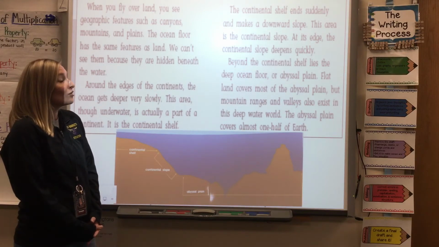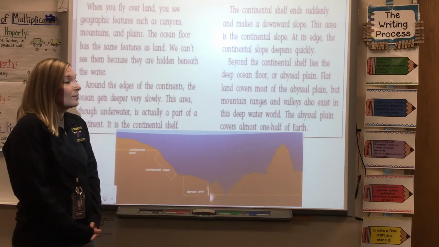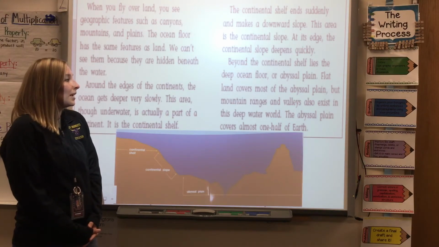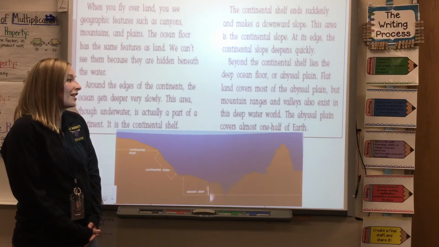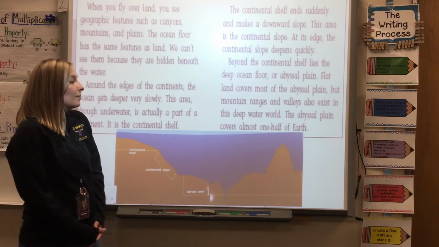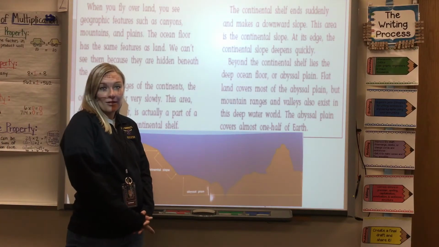Beyond the continental shelf lies the deep ocean floor, or the abyssal plain. Flat land covers most of the abyssal plain, but mountain ranges and valleys also exist in this deep water world. The abyssal plain covers almost 1/2 of the earth.